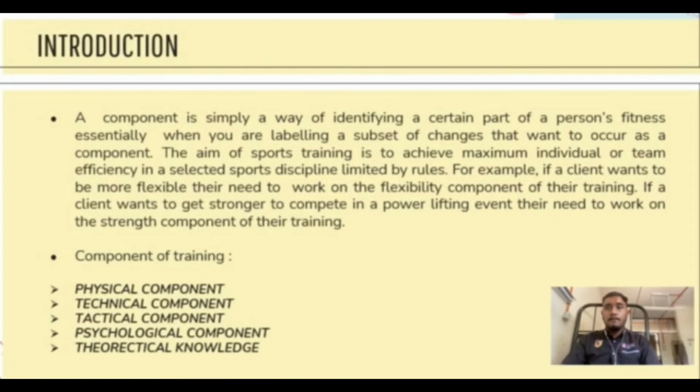For example, if a client wants to be more flexible, they need to work on the flexibility component of their training. If a client wants to get stronger to compete in a powerlifting event, they need to work on the strength component of their training. So basically, the components of the training are five: physical component, technical component, tactical component, psychological component, and the last one is theoretical knowledge.